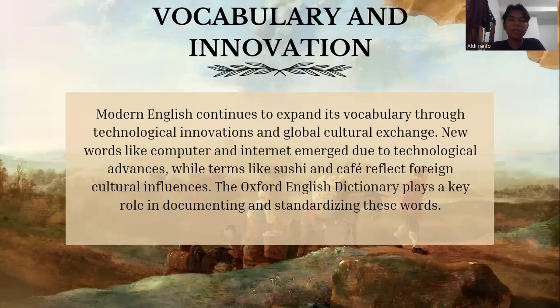So that means English keeps growing by adding new words. These new words come from new inventions or because people meet new cultures. For example, because of computer and the internet, we have words like computer and internet. The same goes for words like sushi and cafe, which come from food and places in other countries. All these new words are carefully written down in a big book called the Oxford Dictionary.